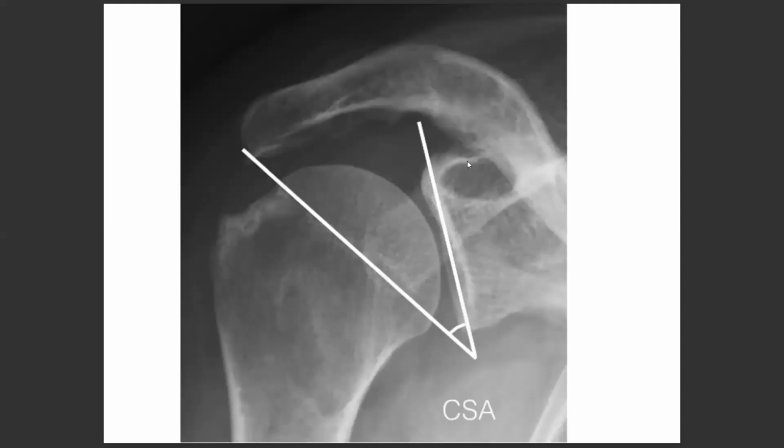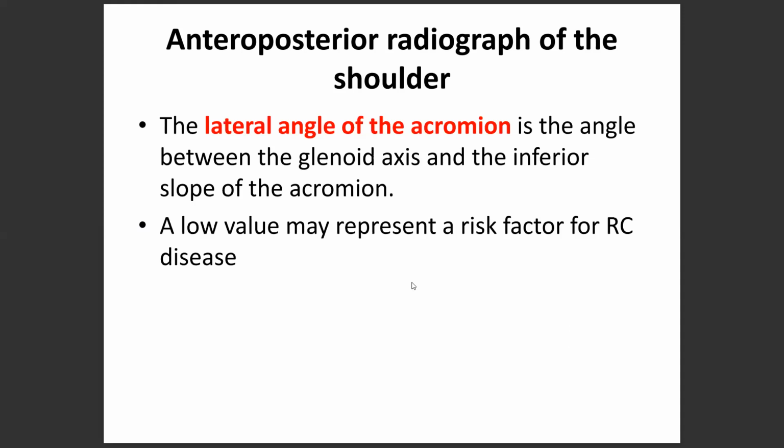So this angle we can assess on the anterior posterior radiographs of the shoulder. The next thing which we can assess on the anterior posterior radiograph of the shoulder is the lateral angle of the acromion. This angle is the angle between the glenoid axis and the inferior slope of the acromion. A low value may represent a risk for rotator cuff disease.